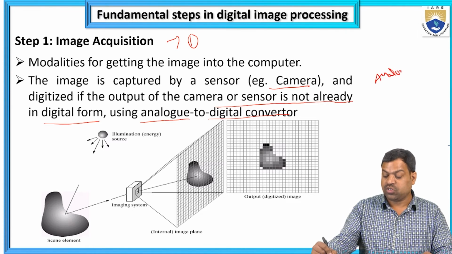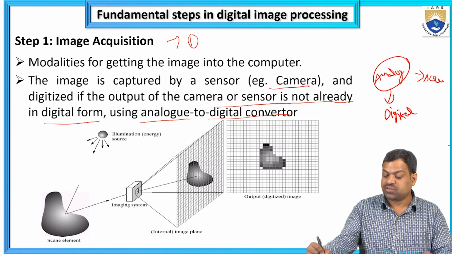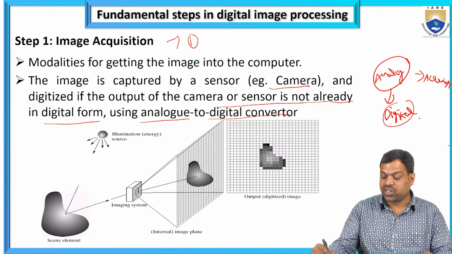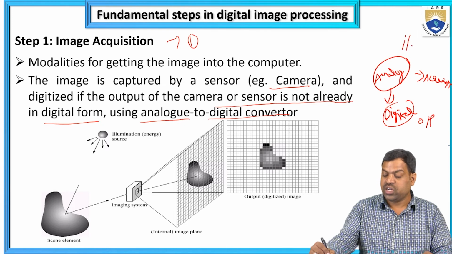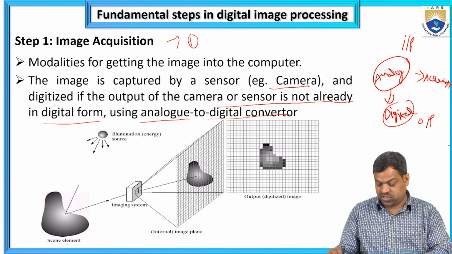The analog image is converted to a digital image. Is it possible? Yes, it is possible. So in image acquisition, the input analog image is converted to a digital output image. That is image acquisition.